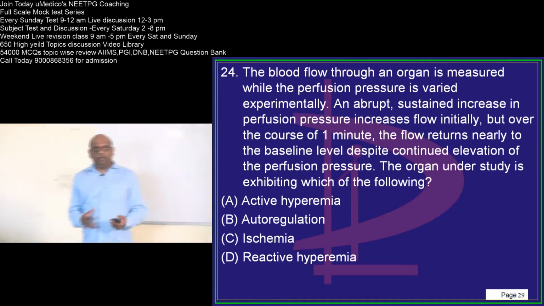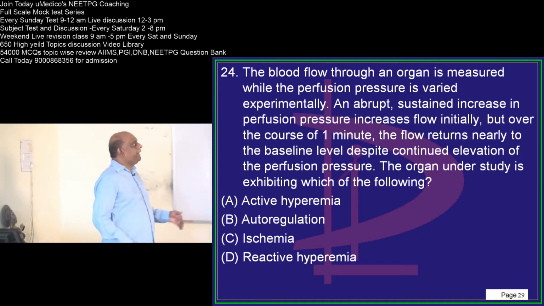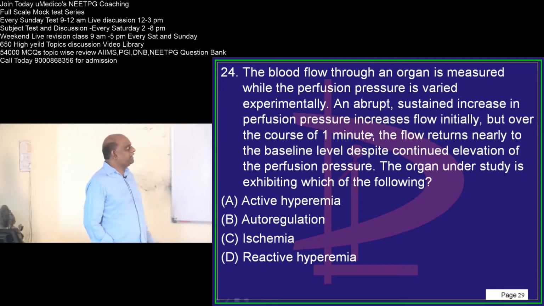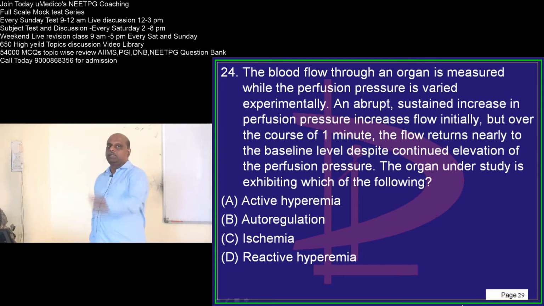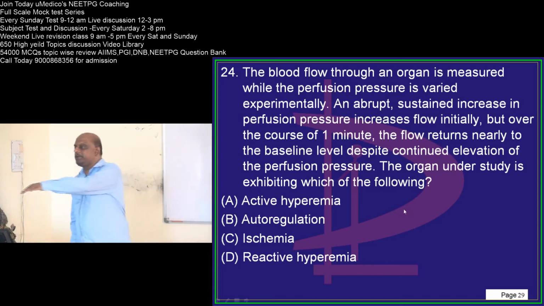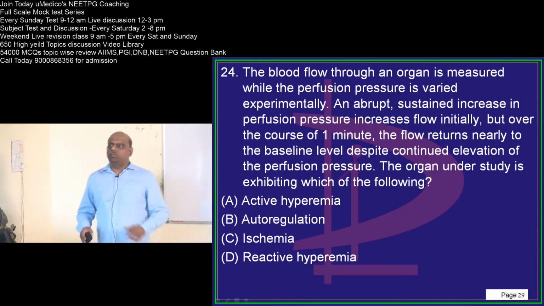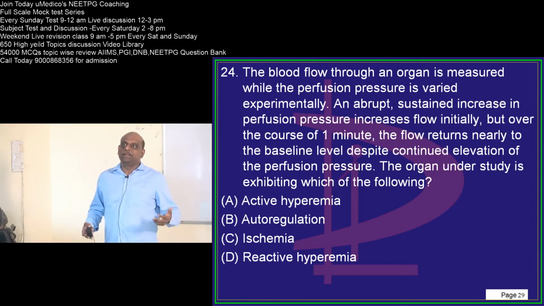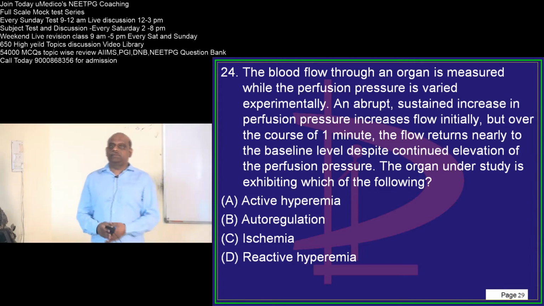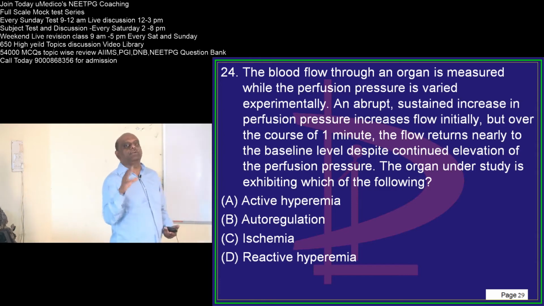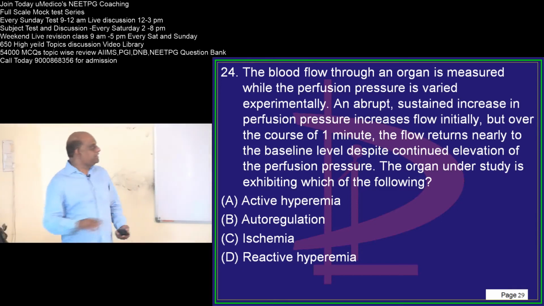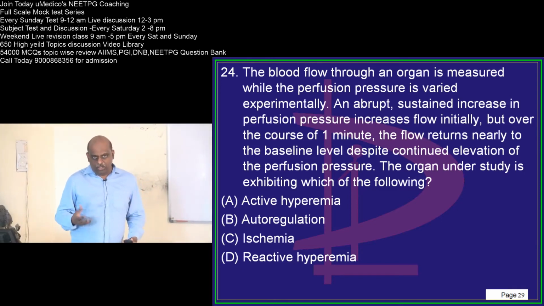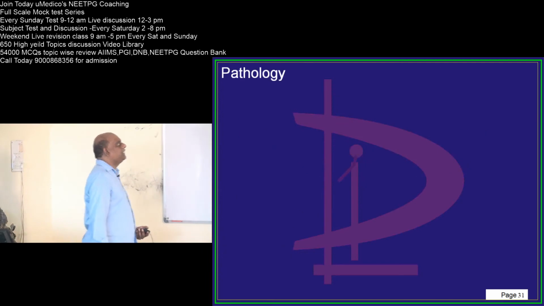Now you have done an experiment where there is an abrupt increase of the perfusion pressure to the kidney, but within 1 minute it will come back to the baseline, and after that it will have a slight elevation and maintain it. So what is responsible for all this? There are autoregulatory mechanisms that typically maintain the perfusion pressure, especially to the critical organs like the brain and the kidney. So this is a classical example of what is called autoregulation is what you need to understand.